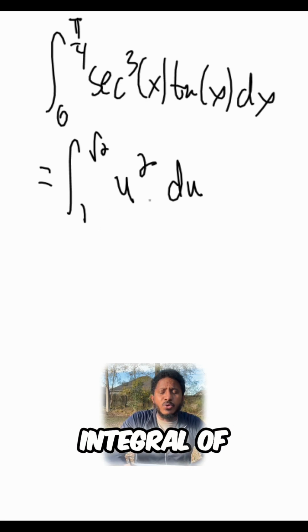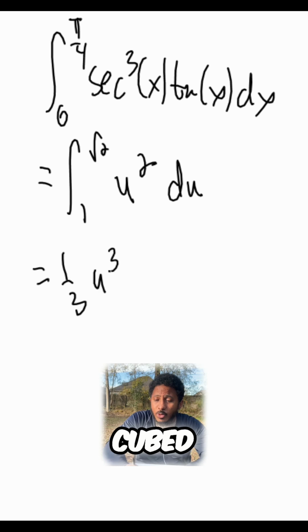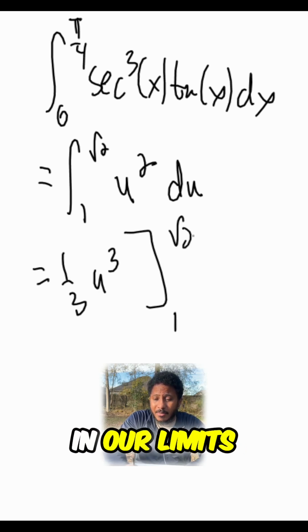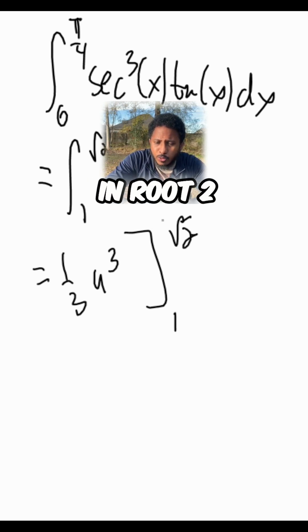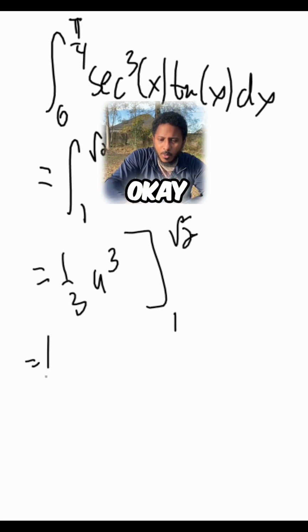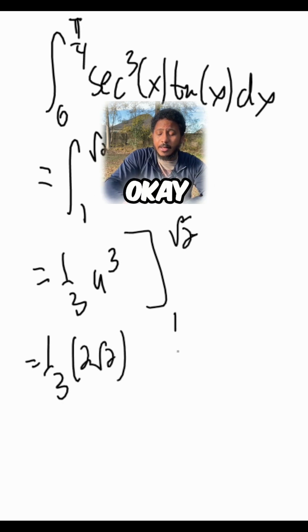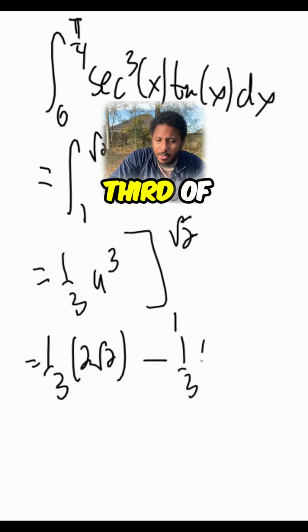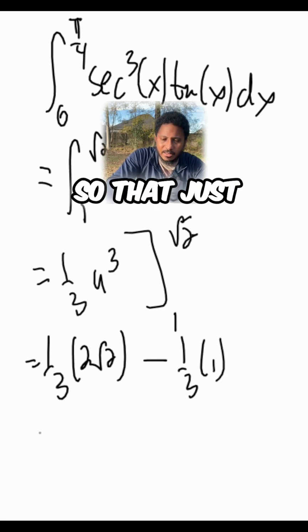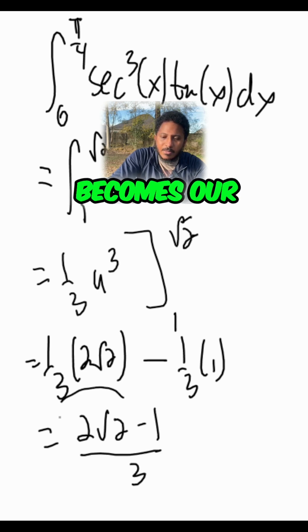So we know the integral of u squared du is just 1/3 u cubed. Normally we put a plus c, except now this is a definite integral, so we're going to plug in our limits of integration by the fundamental theorem of calculus. If I plug in root 2 for u, that's 1/3 times root 2 cubed, which is 2 root 2. Minus, and then if I plug in 1, we get 1/3 of 1. That just gives us 2 root 2 minus 1, all over 3.